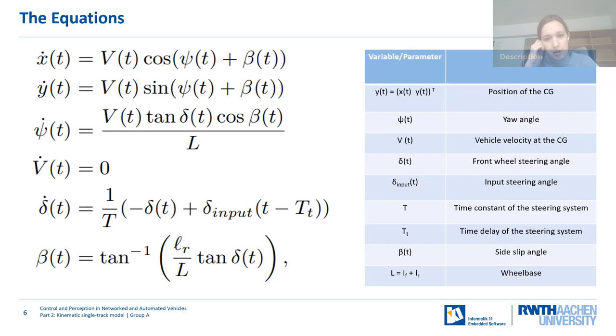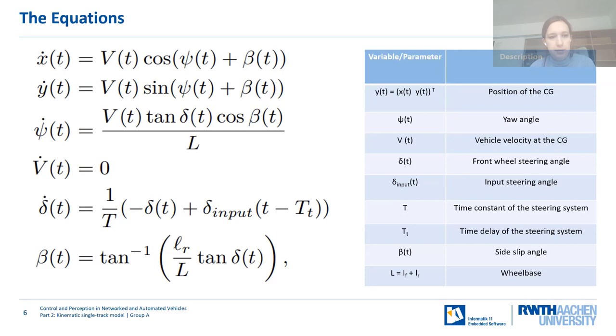In the first two equations here, you can see the overall equation of motion, and we consider it with regard to the coordinate system, in the direction of x or y. To calculate that, we use the velocity vector, of course, but we also need the angular velocity and the side slip to calculate that motion. In the third equation, we want to calculate the angular velocity, and here we consider the velocity vector, the steering angle and the side slip, and we divide it by the current wheelbase.